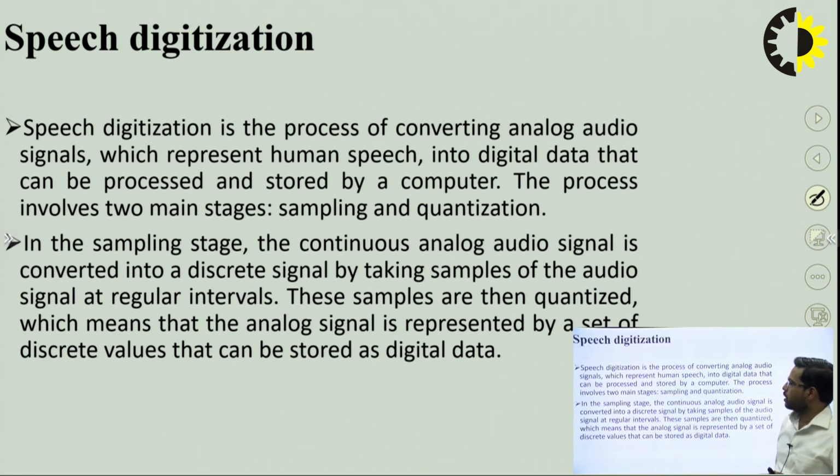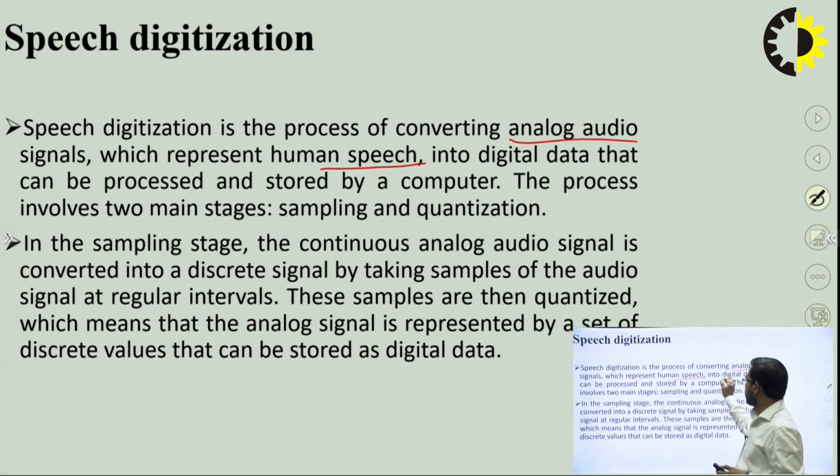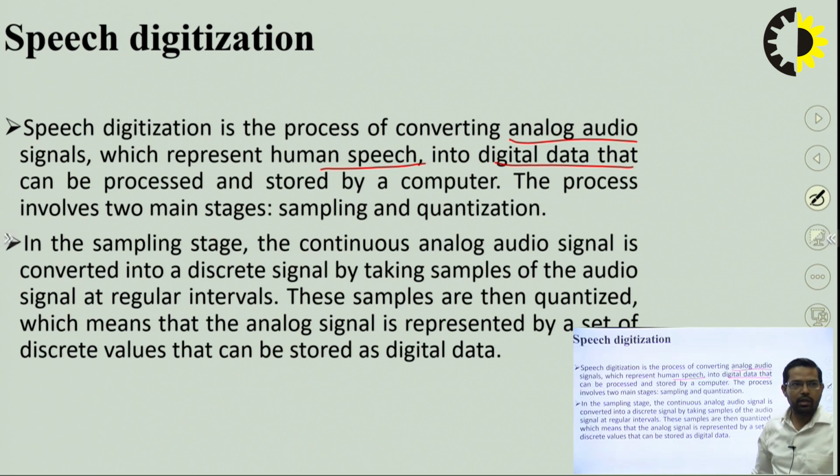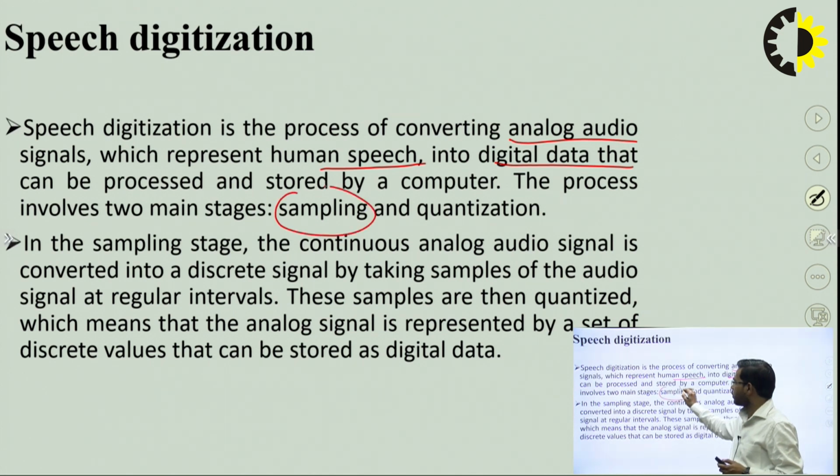The second step is speech digitization. Digitization is the process of converting analog audio, just like our speech, which is an analog audio signal representing human speech, into digital data that can be processed and stored by a computer. The process involves two main stages: the first is sampling, and the second is quantization.